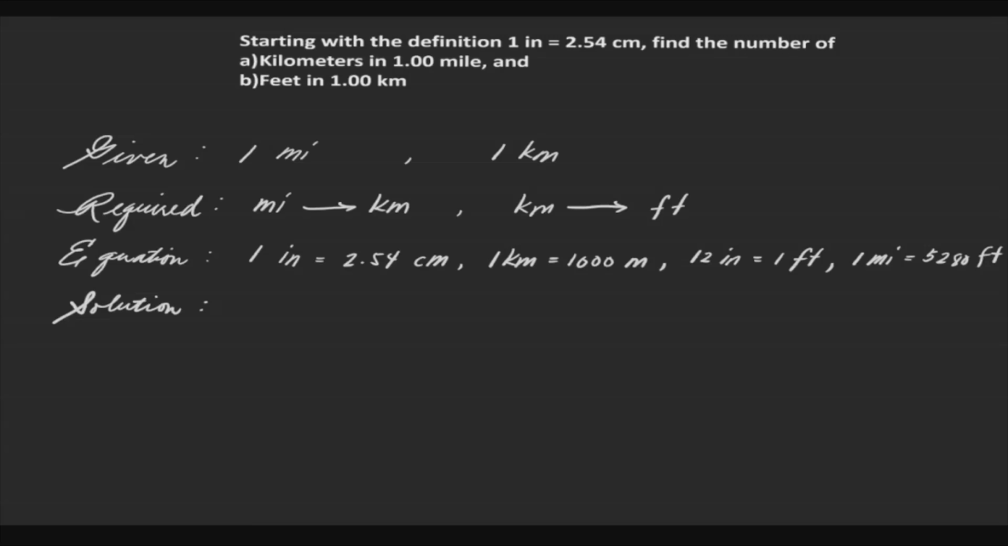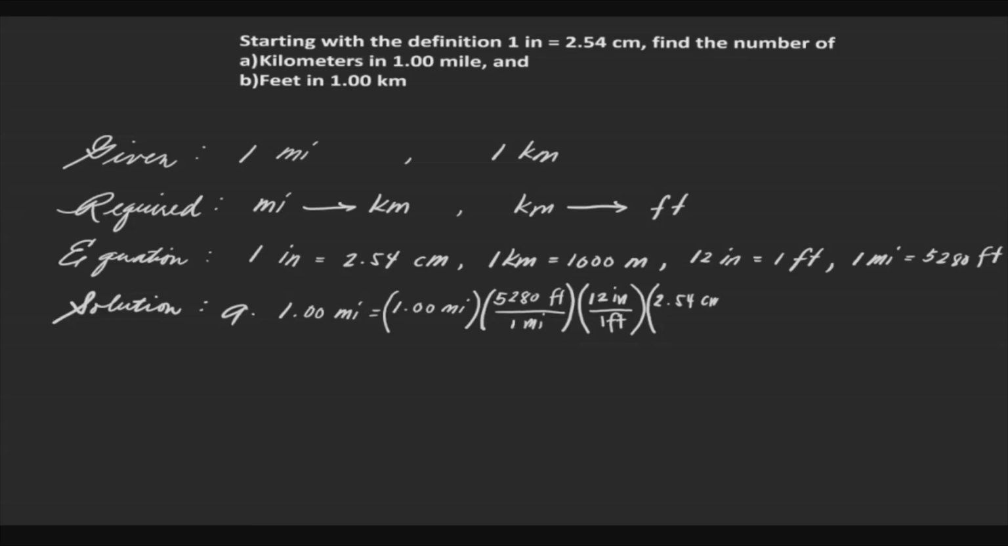For letter A, we have 1 mile is equal to, so we multiply our conversion factor for miles to feet. We have 5,280 feet in 1 mile. Next, we multiply our conversion factor for feet to inches. We have 12 inches in 1 foot. Then we multiply our conversion factor for inches to centimeters. We have 2.54 centimeters in 1 inch.